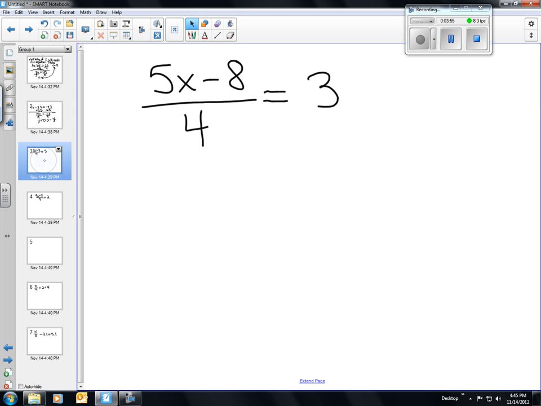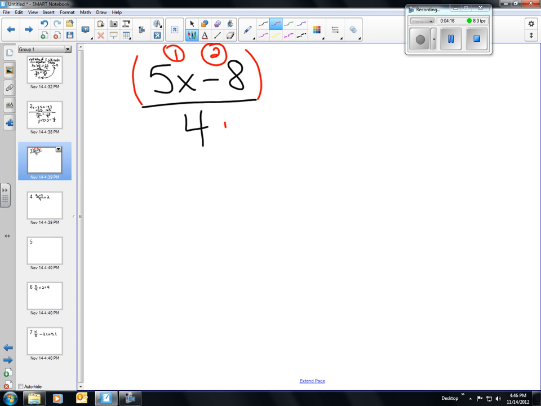Now let's look at another type of example. Here, if we were going to use the order of operations for just a moment, remember there's an imaginary set of parentheses here that groups the whole top part of this together. And the order of operations would say to start here with 5 times x, then subtract the 8, and then divide by the 4.